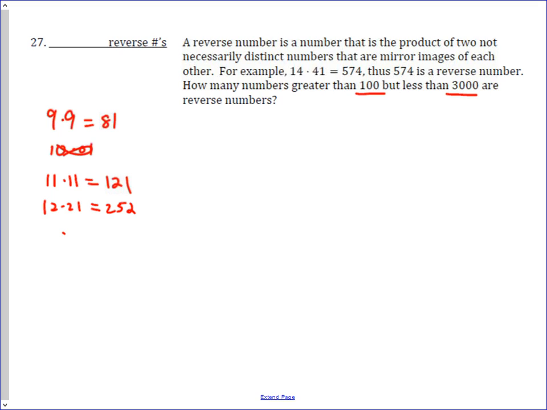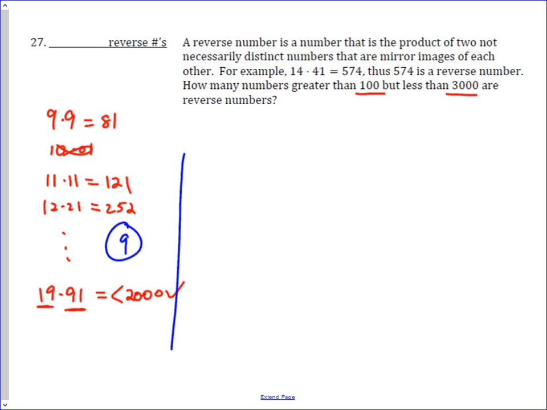So for instance, if I go all the way down to 19 times 91 and determine, is the number created by multiplying 19 times 91 less than 3,000? Well, the answer is yes, because 19 is less than 20, and 91 is less than 100. 20 times 100 is 2,000. So 19 times 91 has to be less than 2,000, so it has to be less than 3,000, and so that's good. So in the single digits and the teens, all 9 of the numbers work.